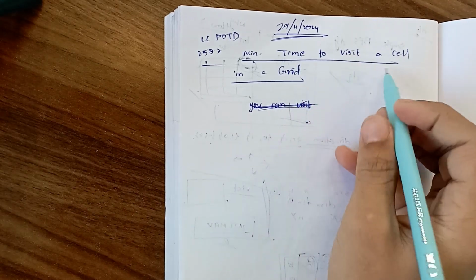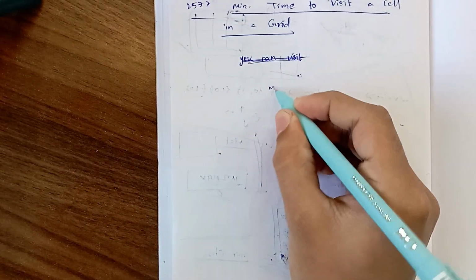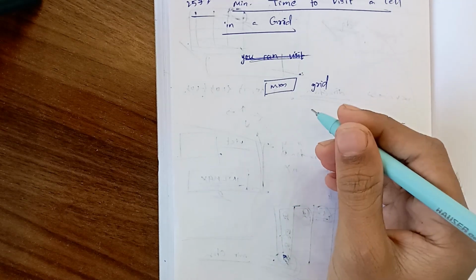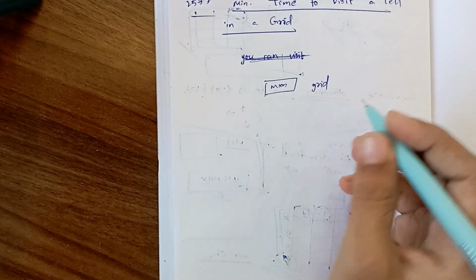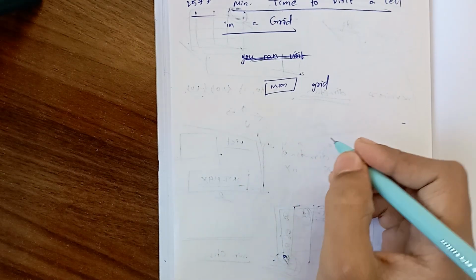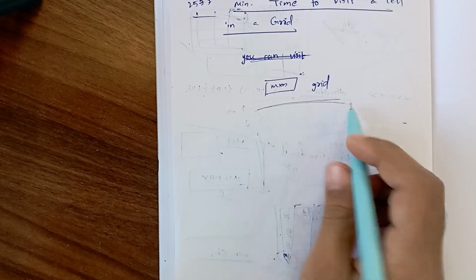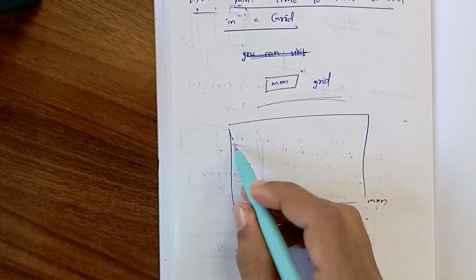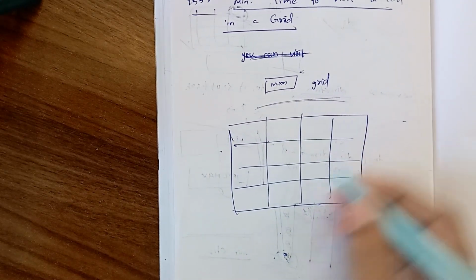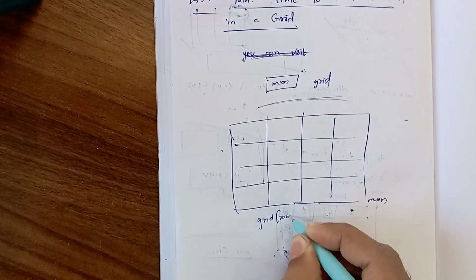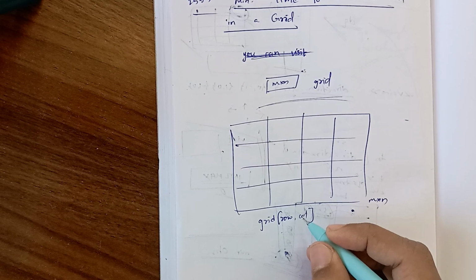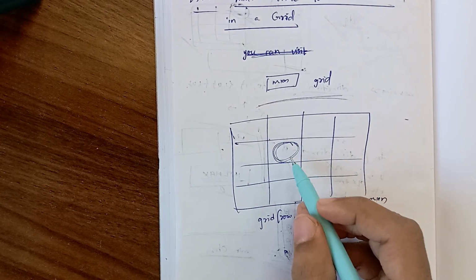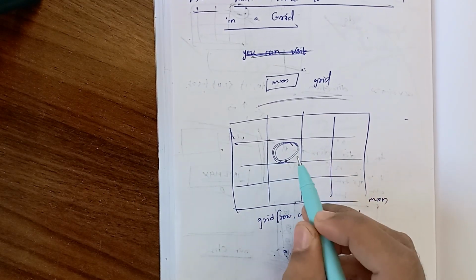Now, minimum time to visit a cell in a grid. Here we are given an m by n matrix called grid, consisting of non-negative integers, where grid[row][col] represents the minimum time required to be able to visit the cell (row, col). So in the description it is given that we have a grid of m by n, and grid[row][col] will be the time required to reach this cell.